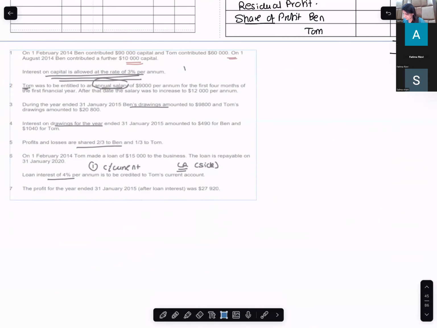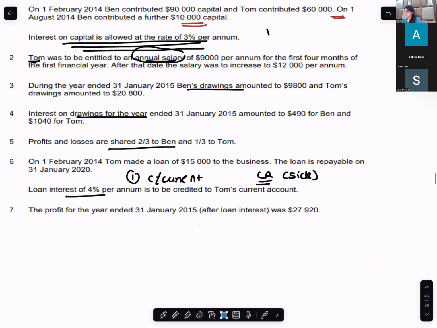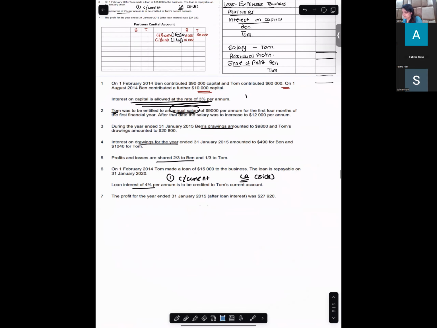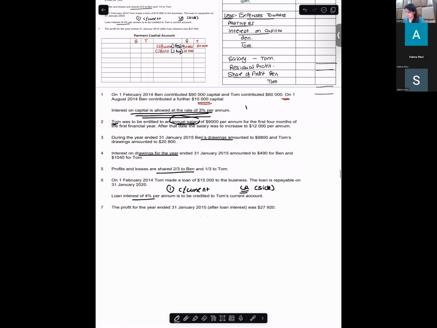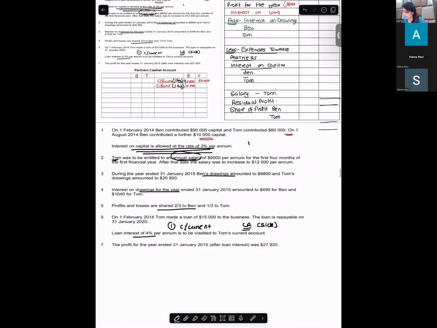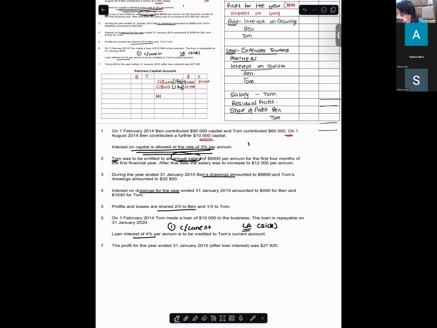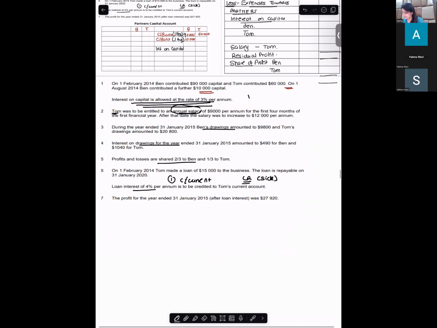Where did we stop? The first one. Tom was entitled to an annual salary of $9,000 per annum. Interest on capital is allowed at the rate of 3% per annum. Okay. So interest on capital in the partner's capital account, it will come on the credit side, right? Yes. Okay, here credit and from here it will be subtracted.